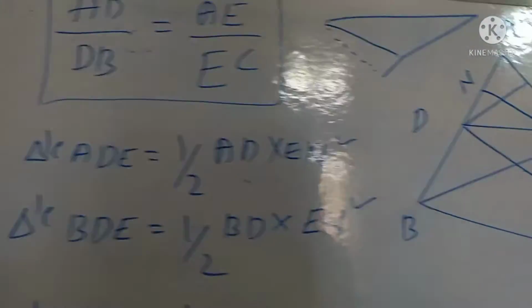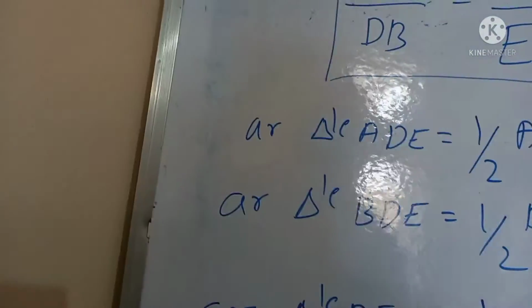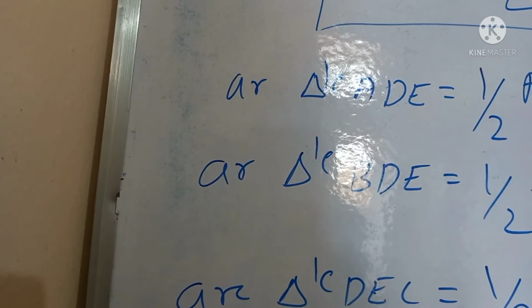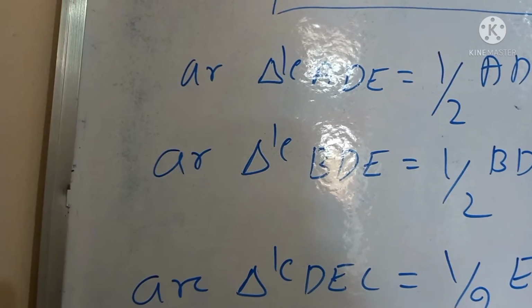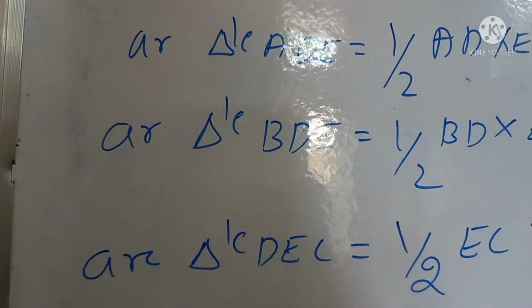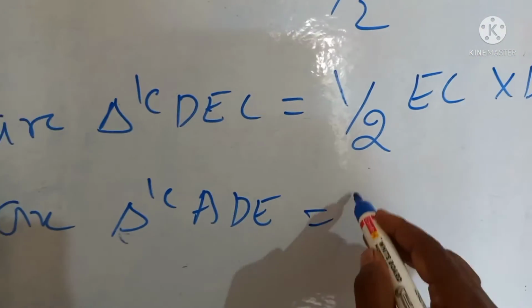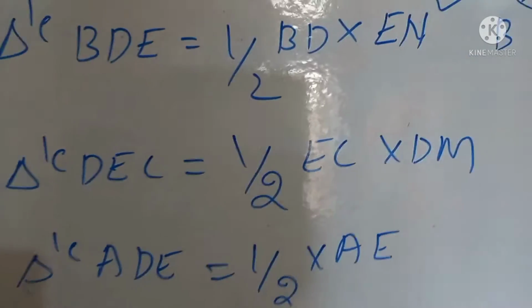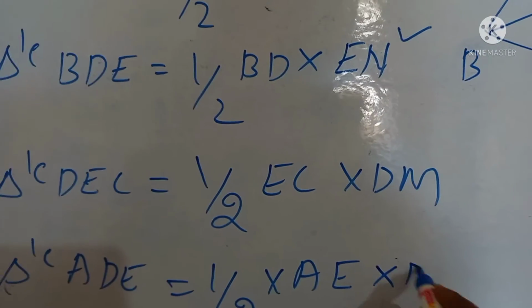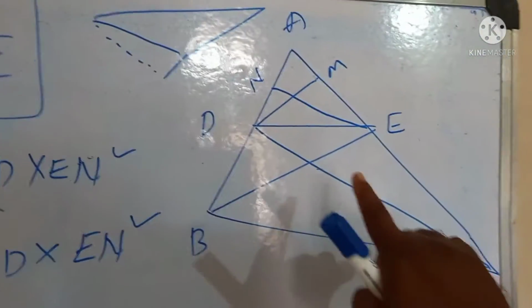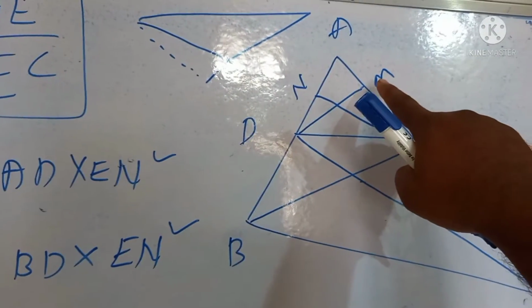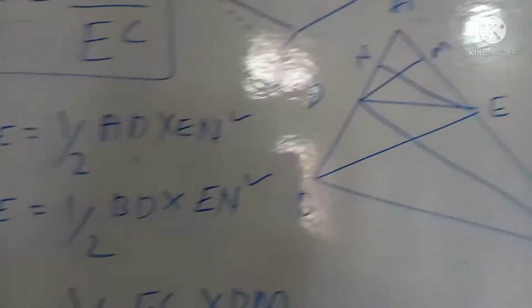Next one, AE means area of the triangle ADE. Area of triangle ADE is equal to 1 by 2 into AE into DM. DM is the height, AE is the base.